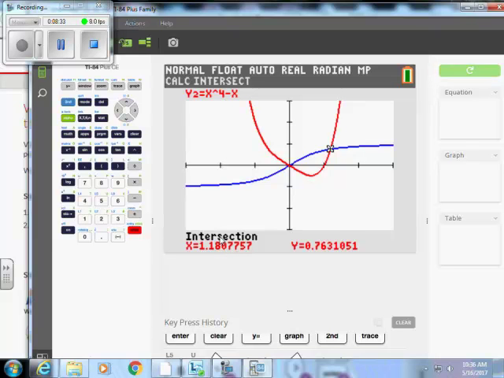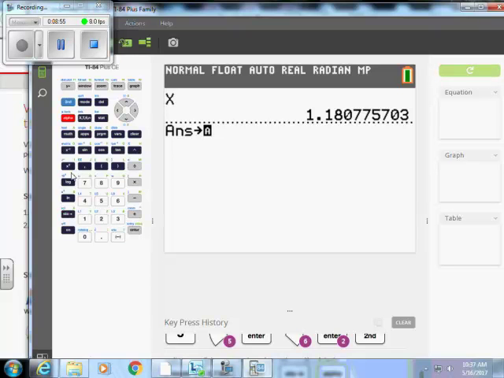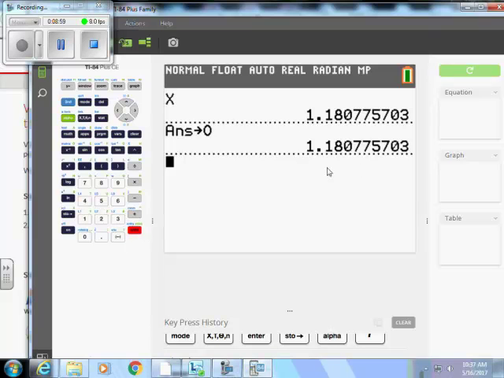So I can't remember that number, and I want to have as precise a value as possible, so I'm going to clear this. I'm going to say second quit. Now what's interesting is that it's stored already in x. So if I put x here and hit enter, there's that number, 1.180775. I'm going to store it. So I'm going to hit store, alpha, and choose to put in O. Enter. And now O will have the same value.